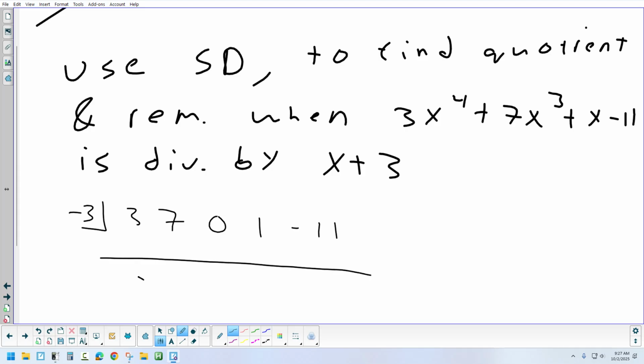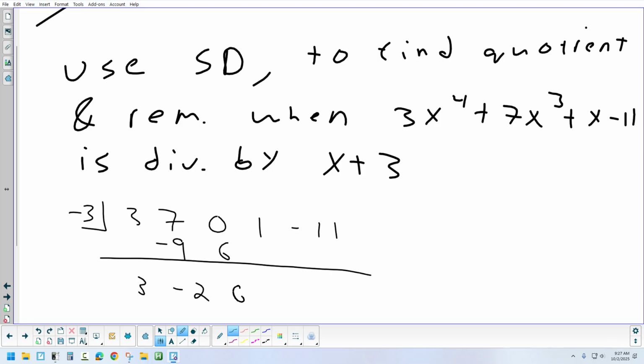Okay, so bring down the 3. You always bring down, multiply, add. Bring down, multiply, add. That's the pattern. So bring down. We're going to multiply these together. Negative 3 times 3 gives you negative 9. And now we're going to get the next number by adding that column. So 7 minus 9, negative 2. Negative 3 times negative 2, 6.